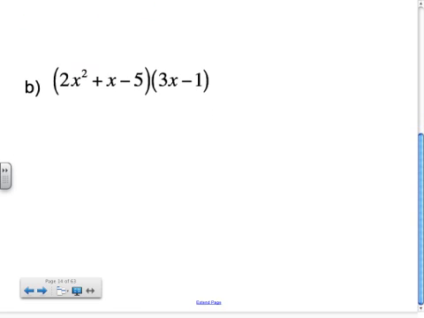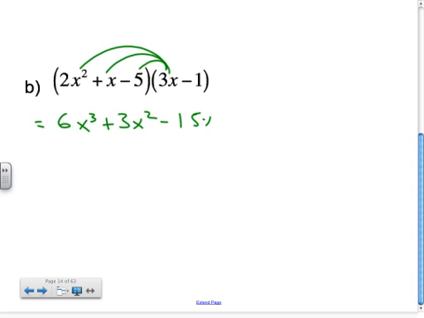Again, my encouragement to you is very simply pause the video, work through these, see if you get the right answer. Okay? Distribute the 3x to everything. I'm going to go quickly. So 3x and 2x squared, that's 6x to the third. Add your exponents. 3x and x makes 3x squared. And negative 5 and positive 3x makes negative 15x.